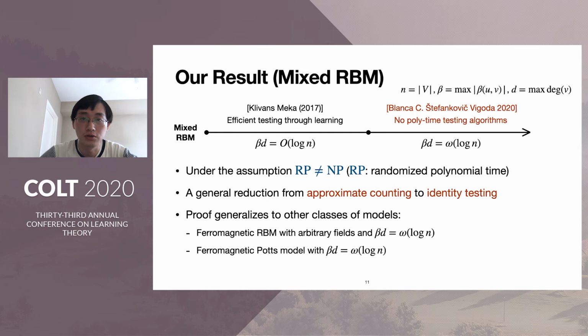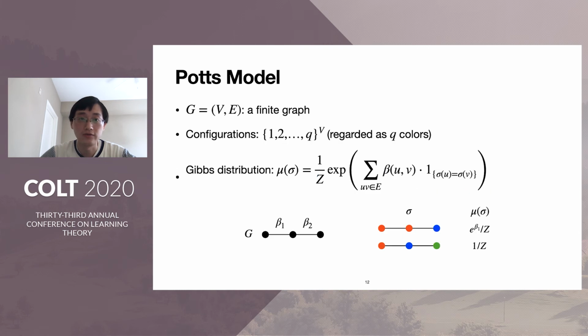And how we show this result is by a very general reduction from the counting problem to the testing problem. Here, the counting problem is the problem of computing the partition function, which is polynomially equivalent to sampling. And also our proof generalizes to other classes of models like ferro RBMs, but with arbitrary vertex fields, and the ferro Potts model. So in the remaining part of the talk, I'll mainly discuss the Potts model and the main idea of the proof, which is the most innovative and interesting part of our result.